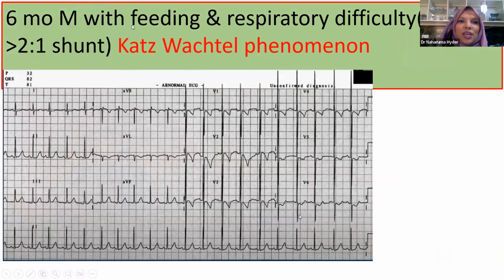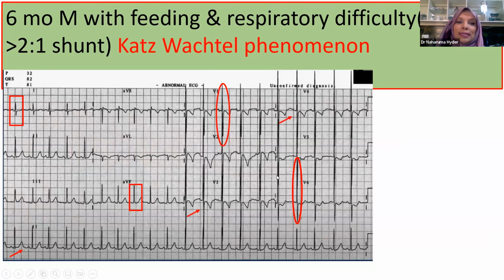This is a 6-month child having feeding and respiratory difficulty. And these are the ECG findings: lead 1 positive, aVF positive, so it is normal axis. If we see the P, this is a wide P, P mitrale. And in V1 there is tall R, deep S. And in V6 there are LV forces, meaning tall R in V6. So there are biventricular forces.